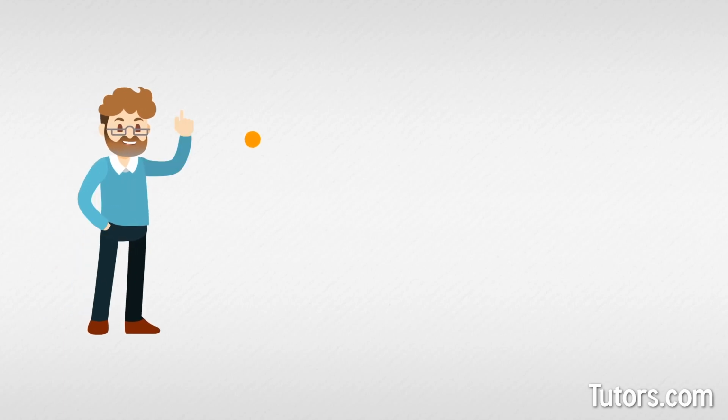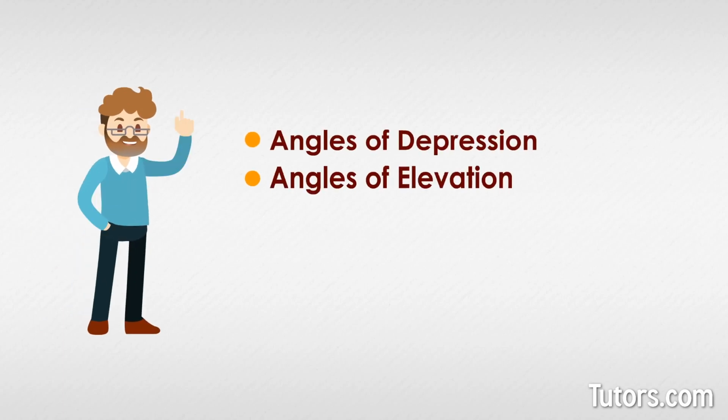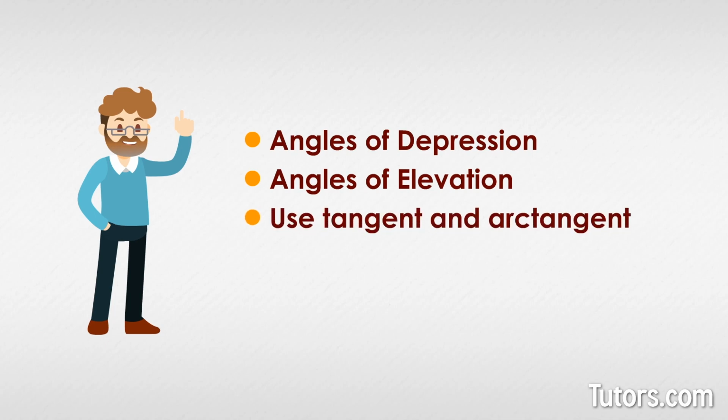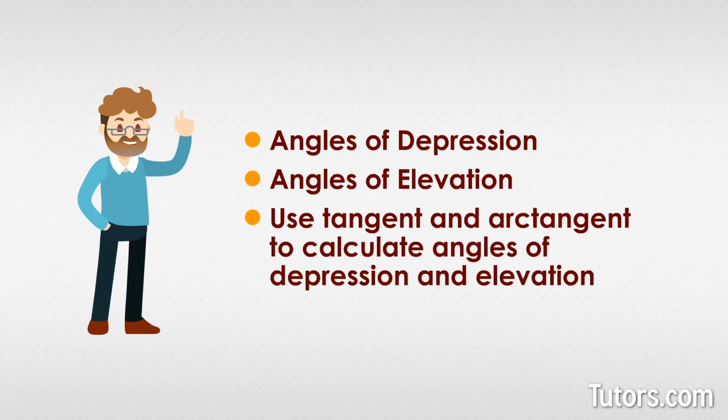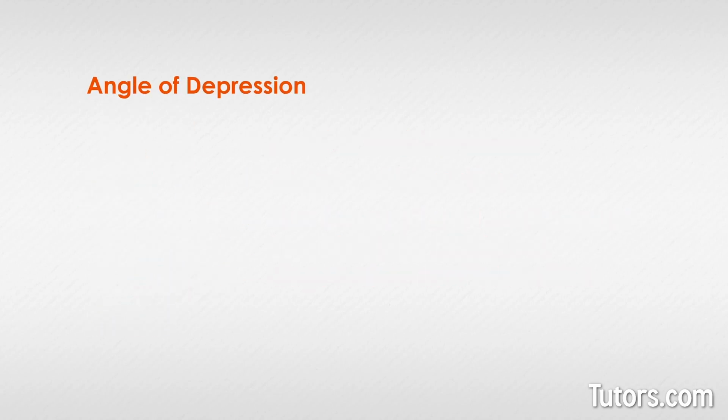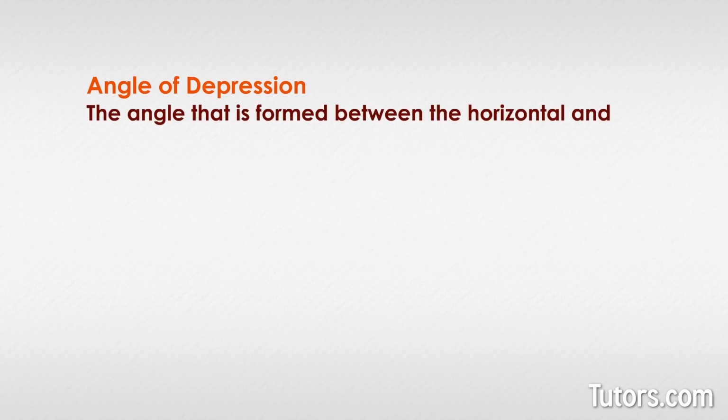Today we are going to discuss angles of depression and angles of elevation, and use tangent and arctangent to calculate angles of depression and elevation. Let's get started. Angle of depression. The angle of depression is the angle that is formed between the horizontal and the downward-looking angle. It is always a downward view, an angle below the horizon.